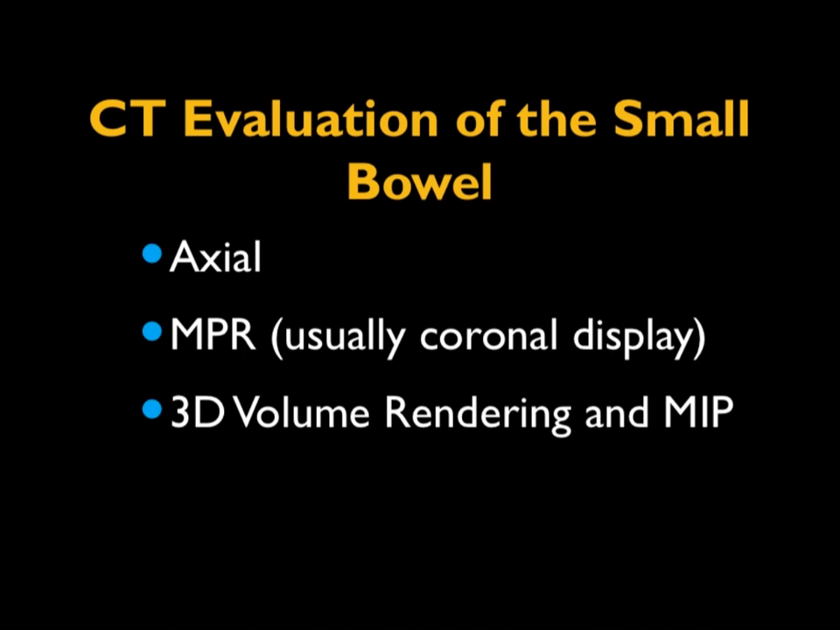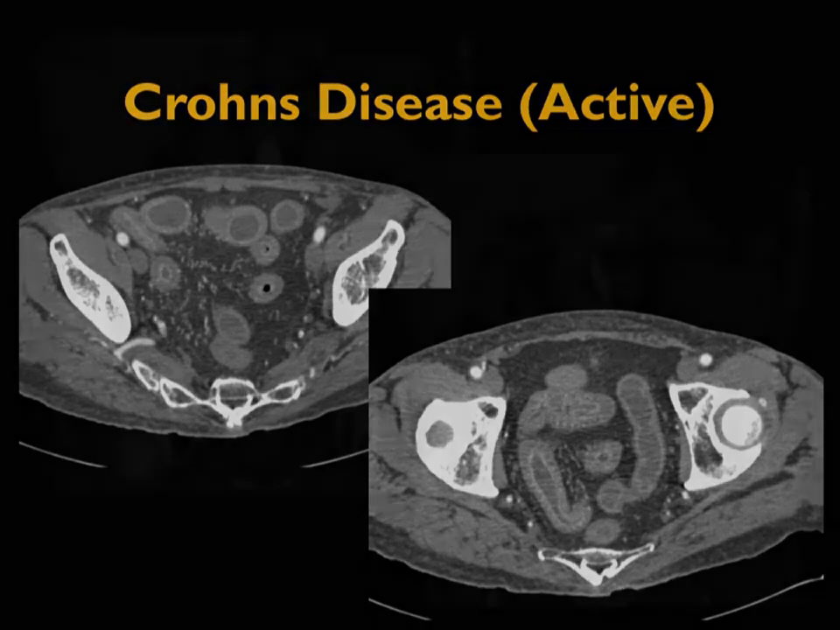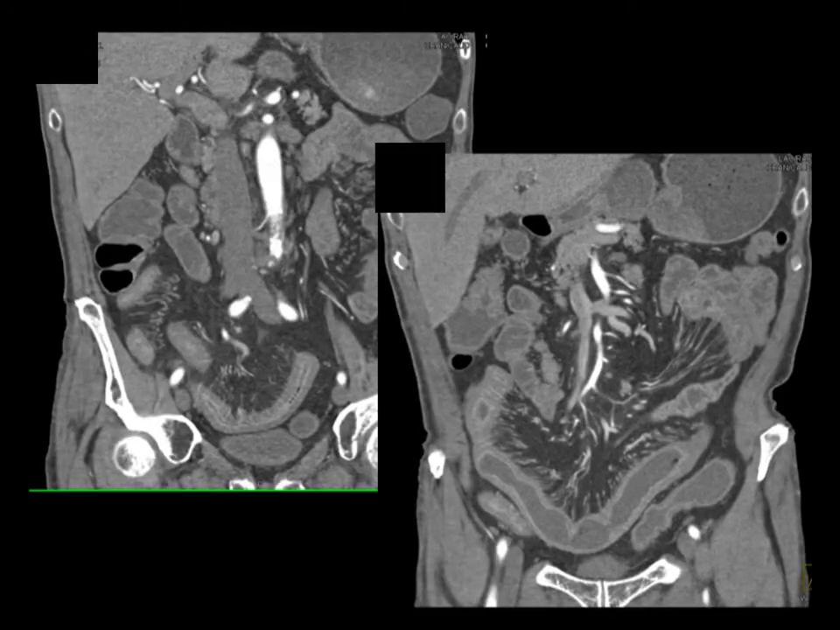When we look at the images, we'll look from axial to coronal and sagittal to 3D rendering. And you can see here, a patient with thickened bowel, fatty mesentery consistent with Crohn's. You go from axial, you can see much better the extent of involvement when you look at the coronal imaging.